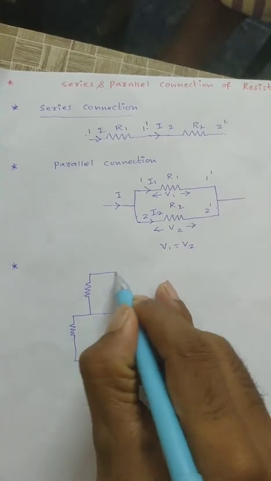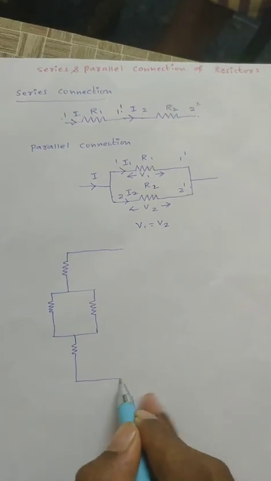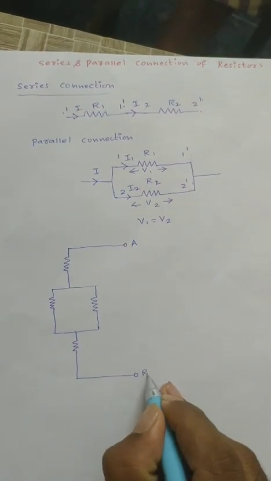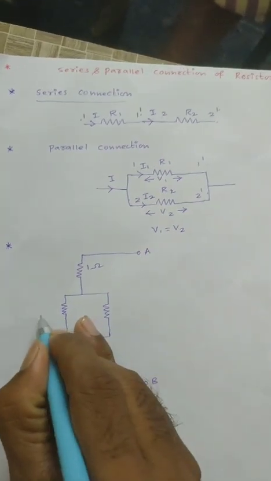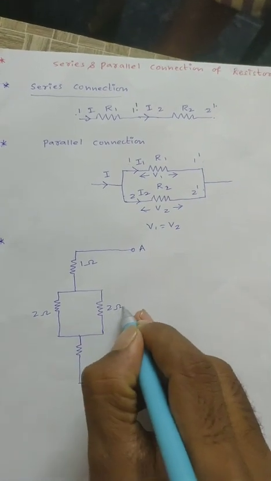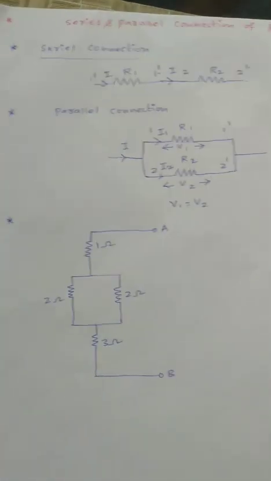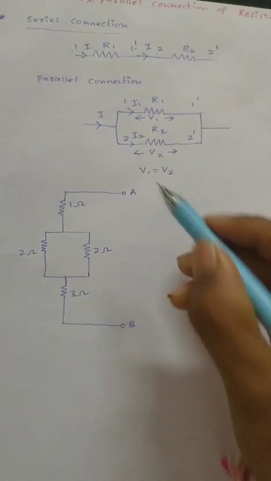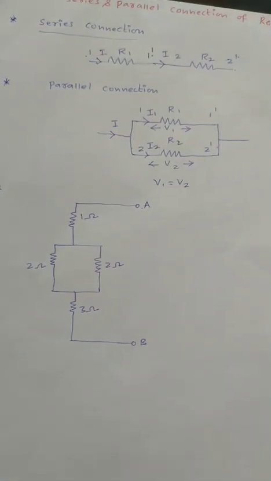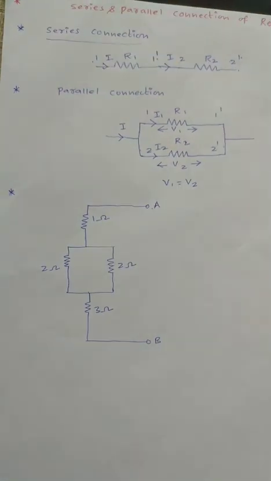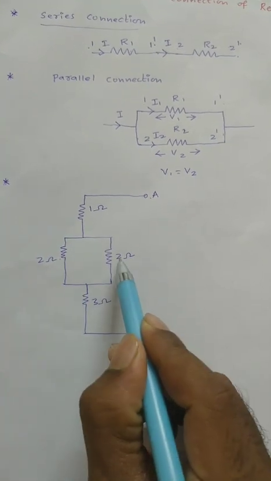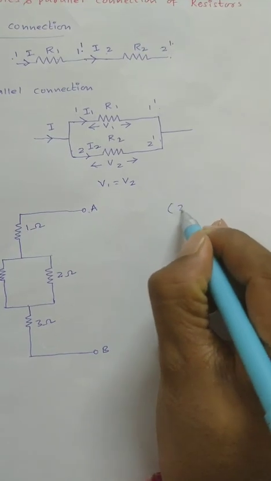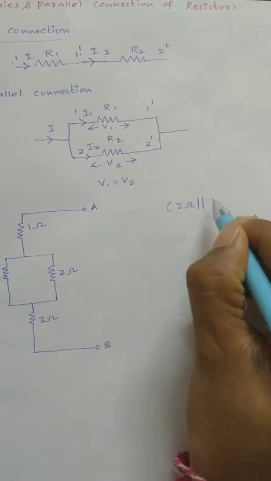Calculate the equivalent resistance between A and B terminals. Okay, here I need to calculate the equivalent resistance between A and B terminals. Now see here, by seeing the circuit diagram, 2 ohm and 2 ohm are connected in parallel.